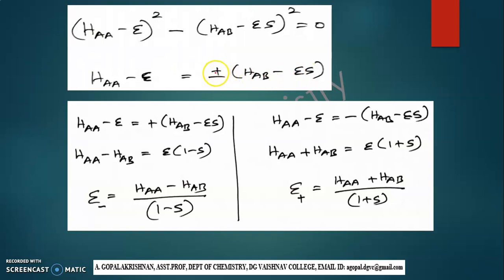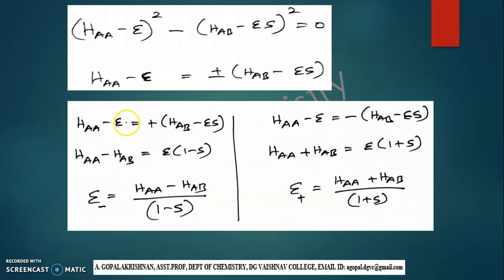Now since we have plus or minus, we have two possible solutions. The positive solution is given here and the negative solution is given here. If I take the positive solution, HAA minus E equal to plus HAB minus ES, bring this minus E to the right hand side, it will become plus E, and bring this plus HAB to the left hand side, it will become minus HAB.